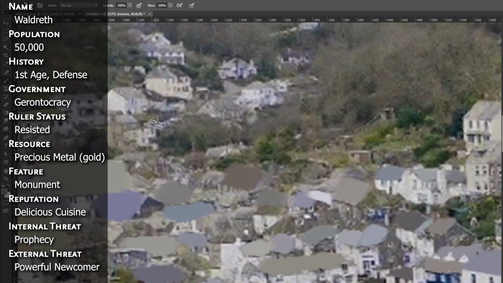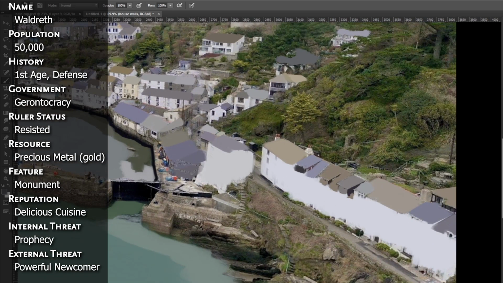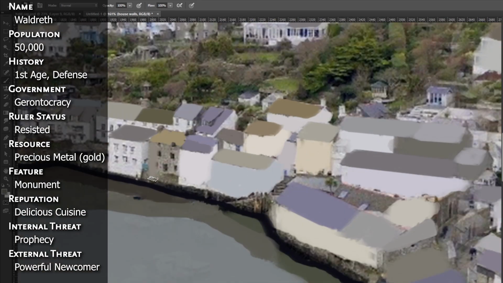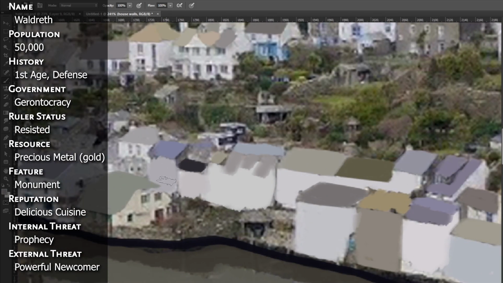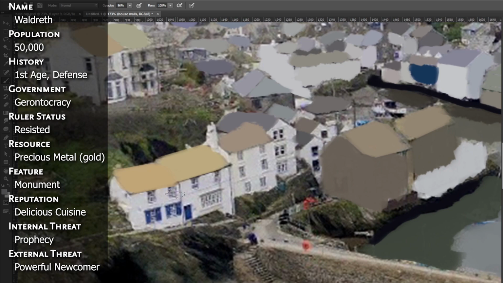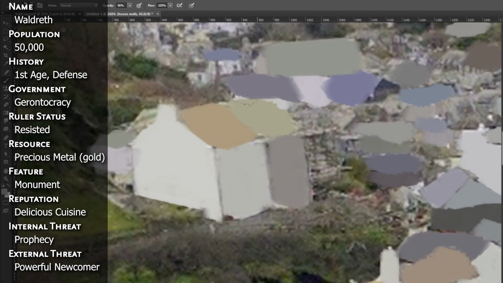Though its economy is driven by the aforementioned trade, as well as a nearby gold mine, many travelers have another reason for visiting: the port city's world-famous cuisine. Any true lover of seafood with the means to travel includes a trip to Waldreth on their bucket list. But the city's normal tenor of frivolity has recently taken a turn towards a graver tone.